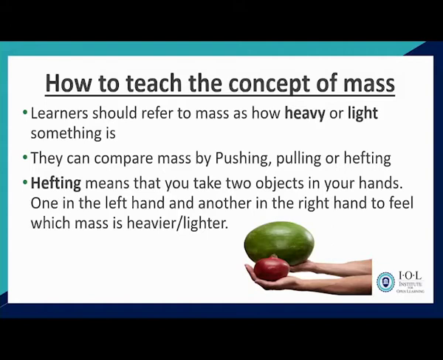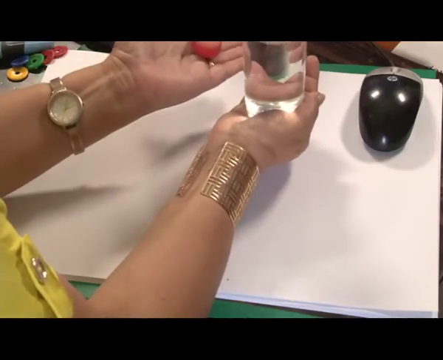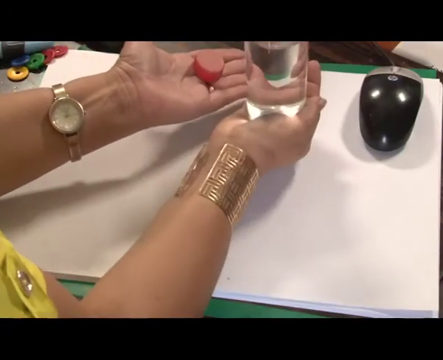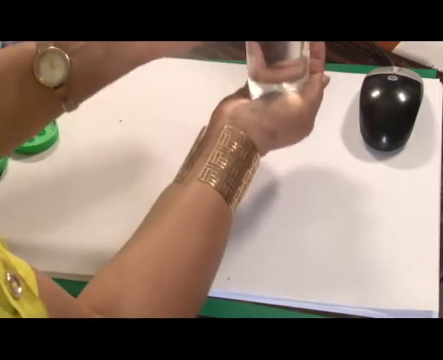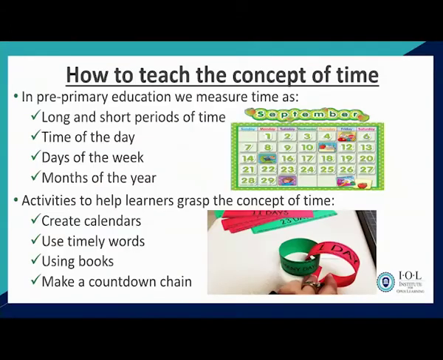Hefting. How do we practice hefting? For hefting, you should have something that is heavy and something that is light. So that the learner holds 2 different objects in his hand, and the learner feels that this object is heavier than this object. The learner can feel using his hands. Right. How to teach the concept of time?